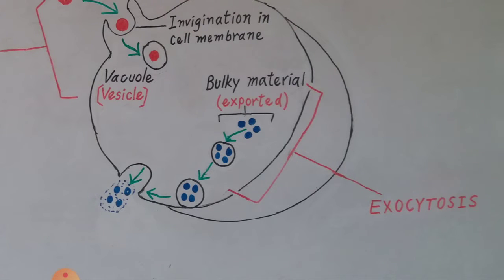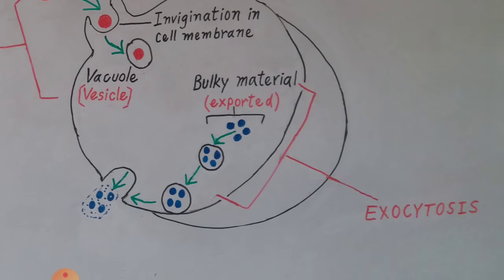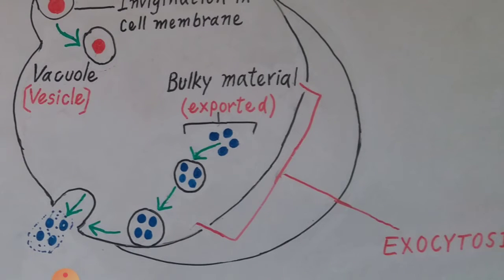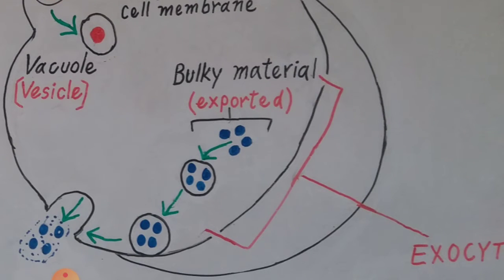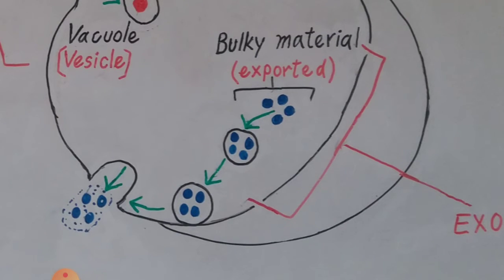Exocytosis is the opposite process of endocytosis. And during exocytosis, bulky materials are exported. Exported means the bulky materials are sent out of the cell. See here, some bulky materials are shown in blue color, and around these bulky materials some membrane is formed, as they are being expelled out of the cell. So some part of the membrane covers around this bulky material, so a vacuole is formed. This vacuole comes near the cell membrane, and the bulky materials are sent out of the cell.